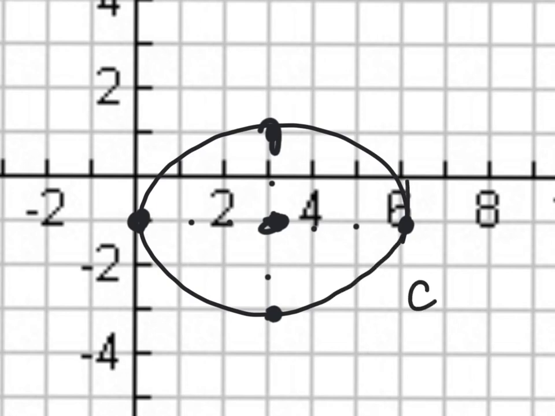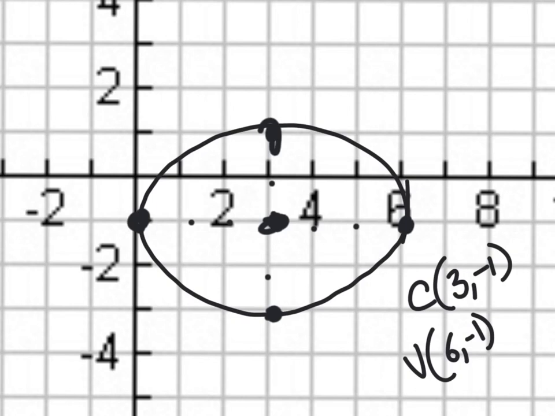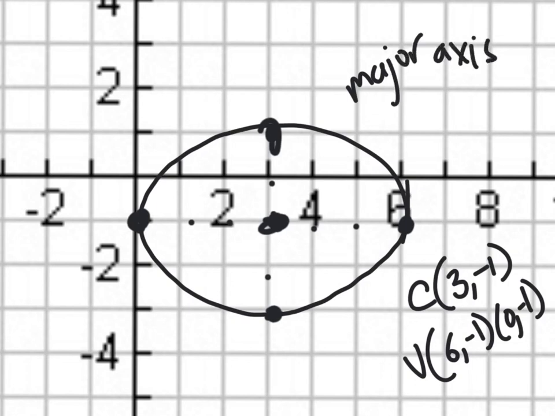So we could say that our center is at 3, negative 1. Our vertices are at 6, negative 1, and 0, negative 1. Our major axis has a length of 6, and our minor axis has a length of 4.